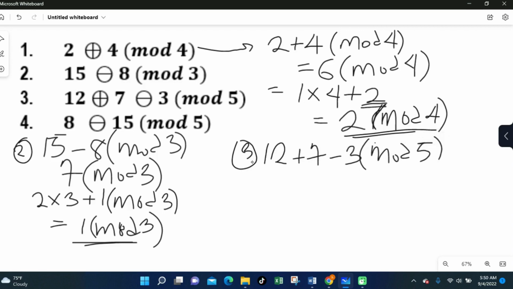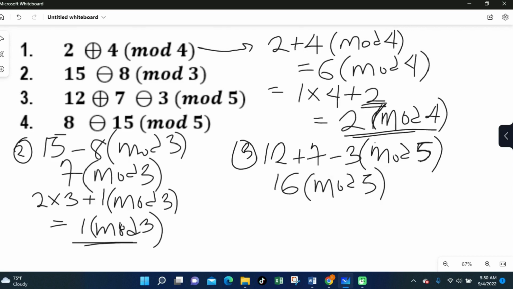Mod 5 is just like the number of steps, or the number of gaps, we are given before returning to another starting point. So 12 plus 7 will give us 19. 19 minus 3 will give us 16. So we'll have 16 mod 5.